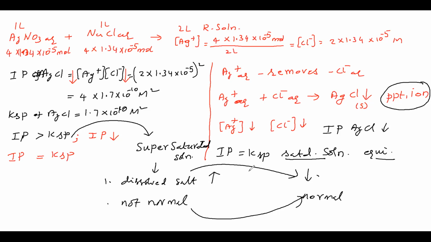So for precipitation, what is the condition? How should the ionic product and solubility product be? Now we discussed three categories of ionic product and solubility product. One category is ionic product less than solubility product, where the resultant solution is an unsaturated solution, and precipitation is not possible.